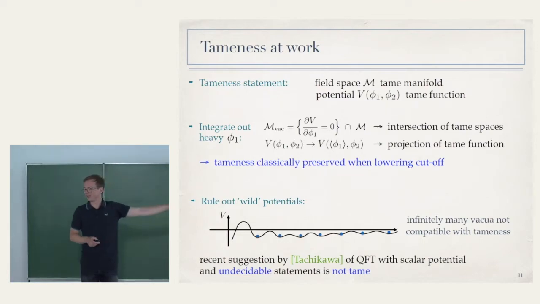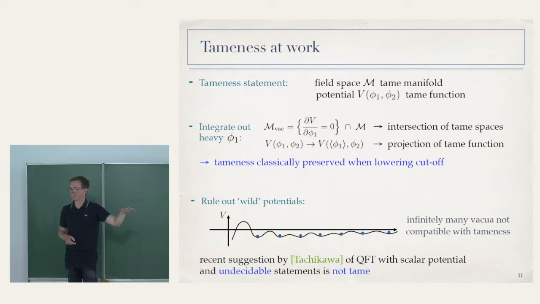So then there was some fun paper appearing which invented a QFT with a scalar potential which has undecidable statements. So you were not able to decide whether the theory preserves supersymmetry or breaks supersymmetry. Well, if you look at it, the scalar potential which appears there is not tame. This ties into this connection with logic and decidability.